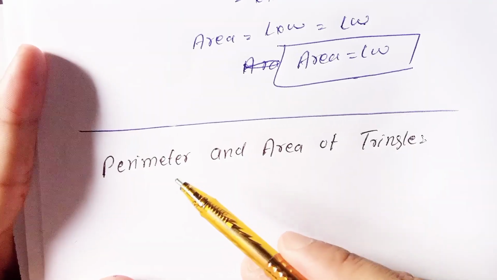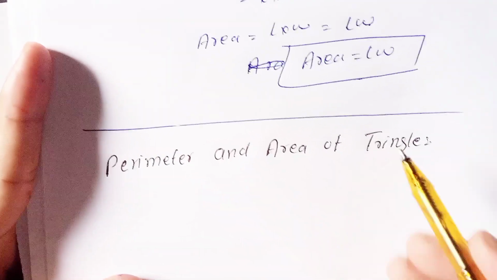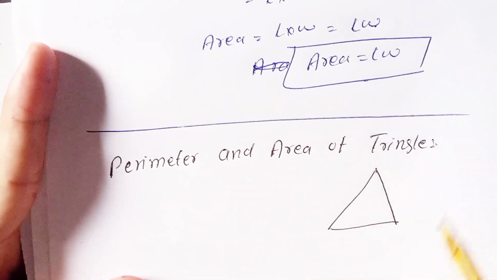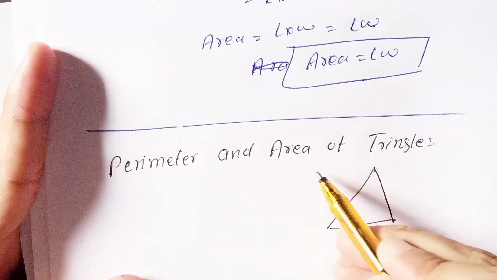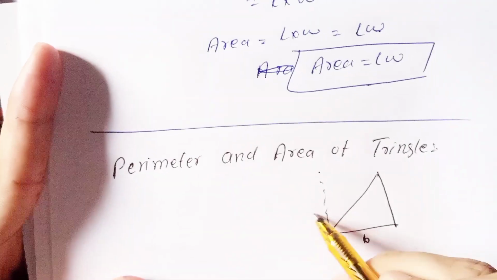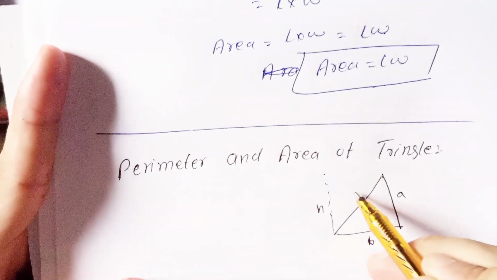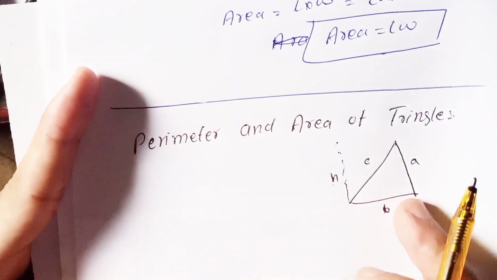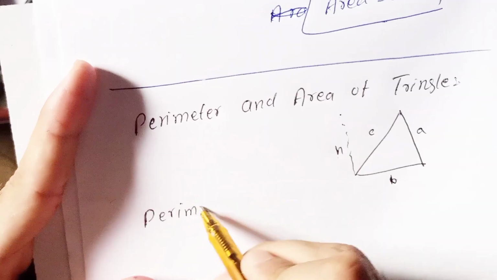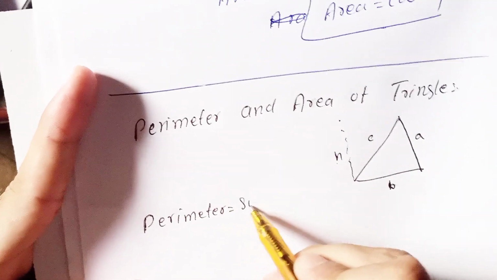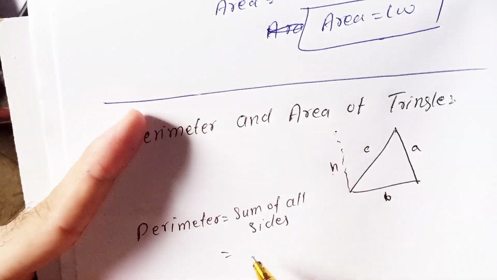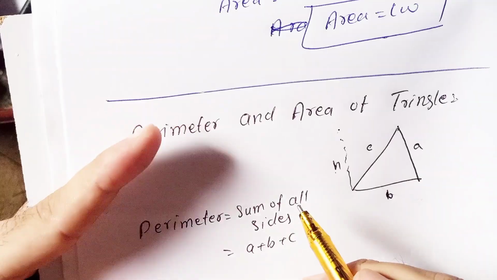Now we are going to calculate the formula for the perimeter and area of triangle. So let's suppose we have a triangle of 3 sides. Right, so let's suppose this is the height of the triangle, right? And this is the base of the triangle, right? And this is the height, this is the base, and this is the one side, and this is the other side, right? So the perimeter of the triangle is equal to the sum of all sides, which is equal to a plus b plus c.